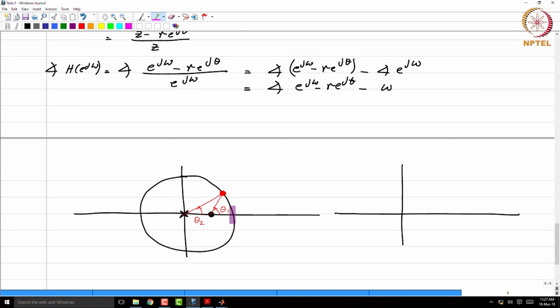When you are here at omega equal to 0, then both theta 1 and theta 2 make an angle of 0, and hence their difference also is 0. Therefore, the phase response starts off with a value of 0 here. And now, when you are at this point at omega equal to pi, then both vectors subtend an angle of pi. Therefore, the difference is again 0, and hence at omega equal to pi the phase response is 0.